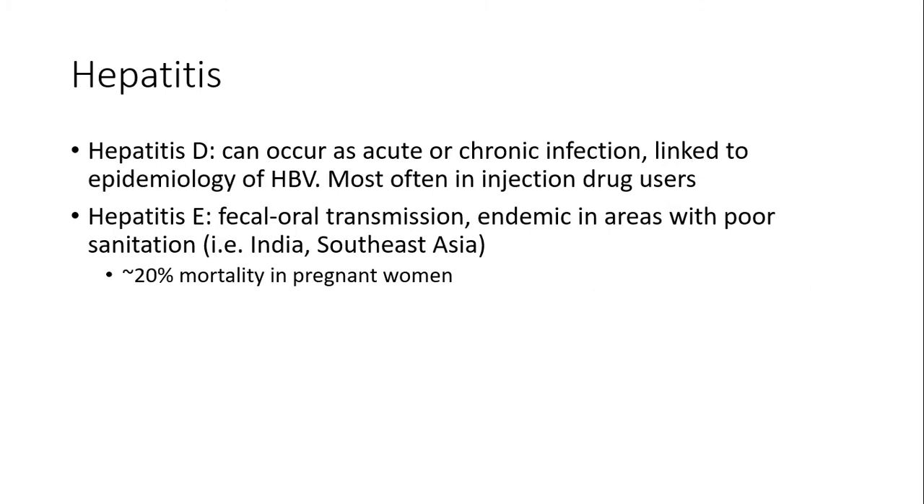Then we're going to round things out with two of our more minor hepatitis versions. Hepatitis D can occur as an acute or chronic infection. It tends to be linked to the epidemiology of HBV, or hepatitis B virus. It is most often seen in injection drug users. And then lastly, hepatitis E is going to be differentiated from many of these because it is transmitted through the fecal-oral route. It is endemic in areas with poor sanitation, to include areas like India and Southeast Asia, where it's most common.